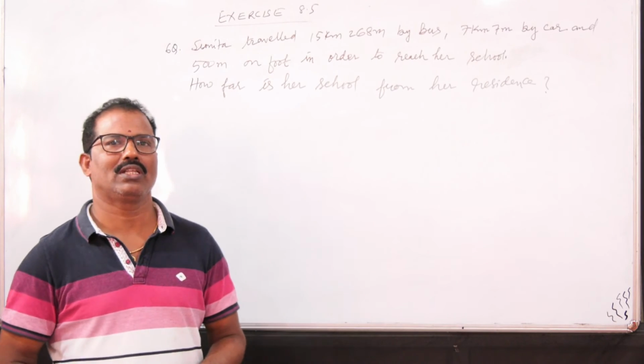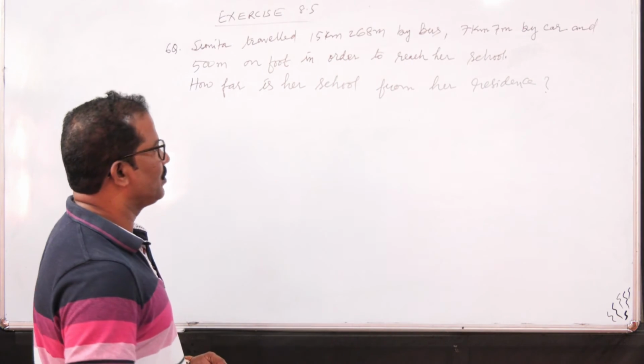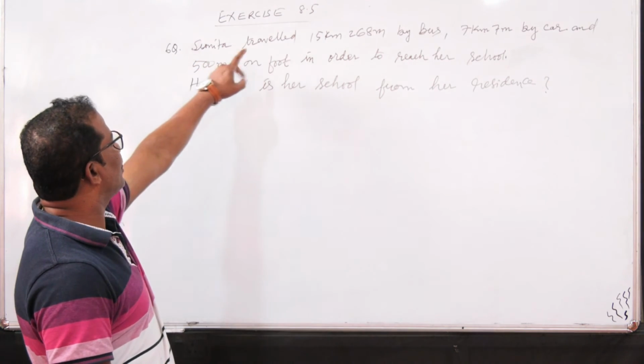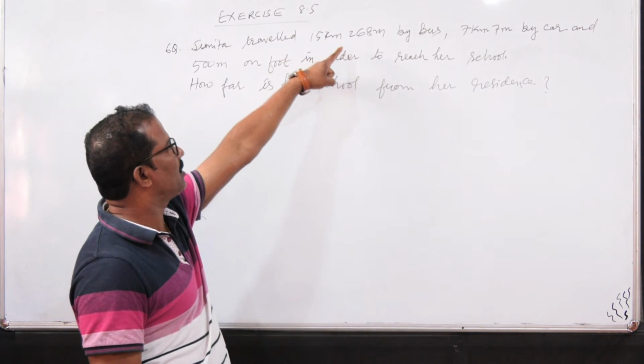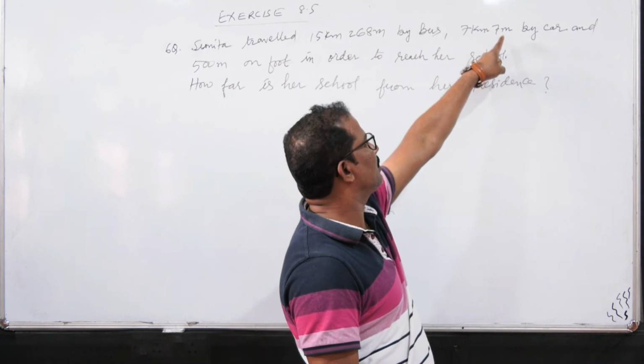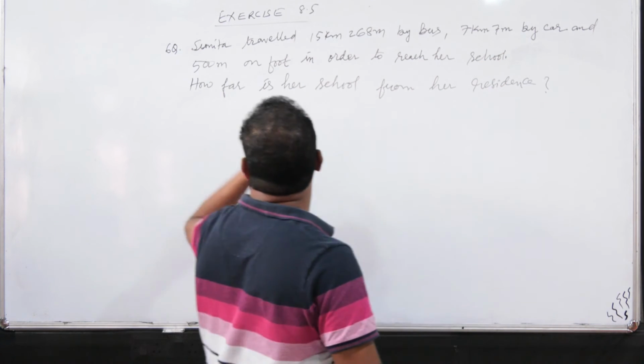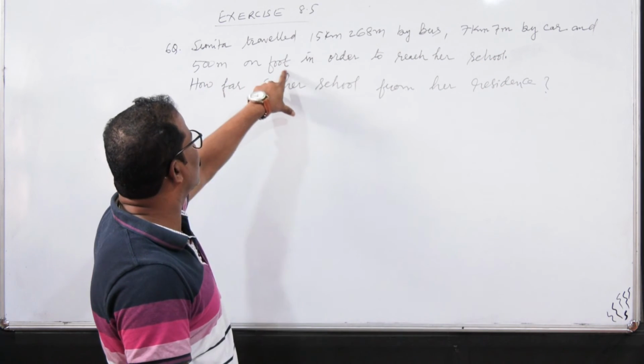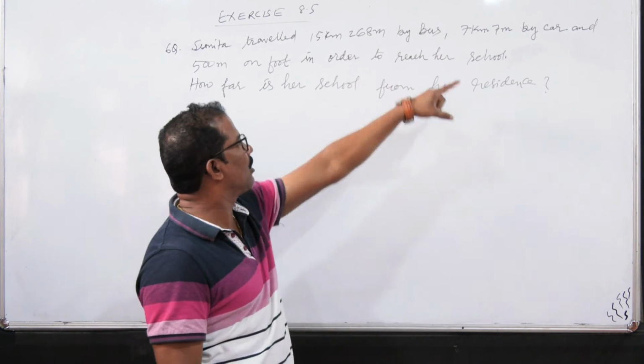Students, now we are going to see the sixth question of this exercise, that is Sunita traveled 15 kilometer 268 meter by bus and 7 kilometer 7 meter by car and 500 meter on foot in order to reach her school.